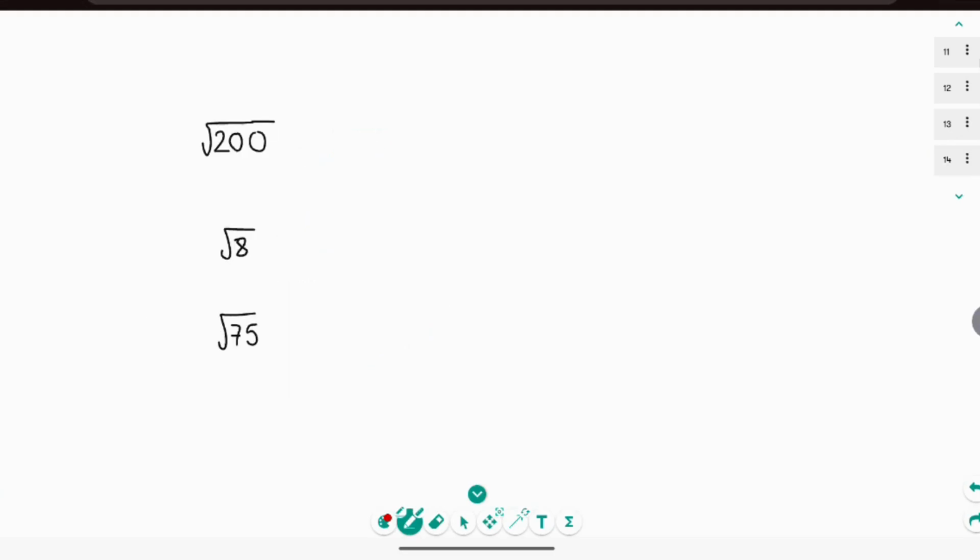You need to be able to simplify a surd. So in order to simplify a surd, you really need to know your square numbers. I'm going to write these at the top. 1 times 1 is 1. 2 times 2 is 4, 3 times 3 is 9, etc. I'll go up to 100, I think.